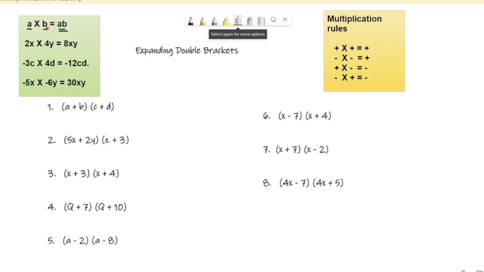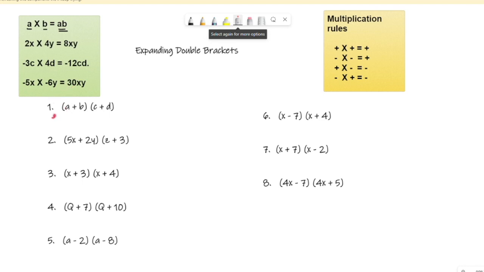An alphabet multiplying another alphabet, or we can call it a variable. A times b is ab, x times y is xy, 2x times 4y is 8xy, 3c times 4d, you multiply 3 with 4, 12, c with d, cd, and a negative with a positive gives you a negative answer. Same way, 5x times 6y, 5 times 6 is 30, negative multiply negative is positive, x times y is xy.